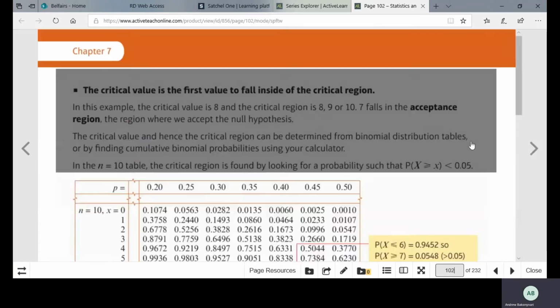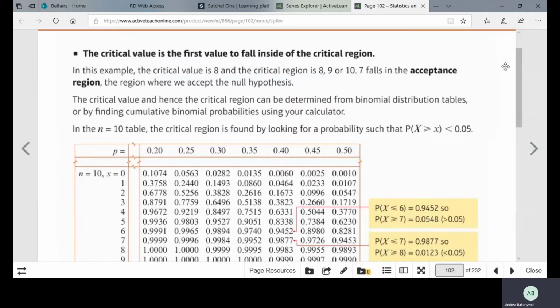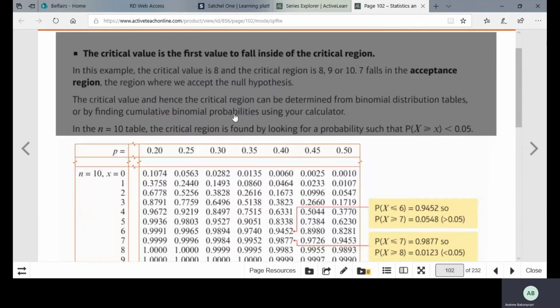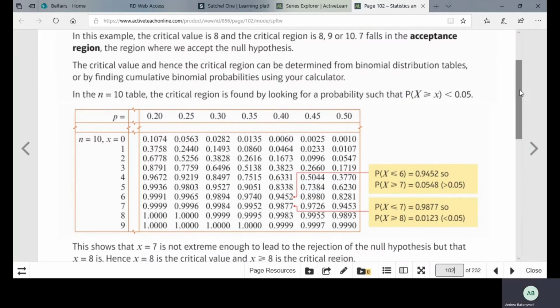If we turn over, the critical value is the first value to fall inside of the critical region. So on that last question, the critical region was 8, 9, or 10. So the critical value is going to be 8, the first value into the critical region where we are going to reject the null hypothesis. 7 is in the acceptance region. We'd accept the null hypothesis. We wouldn't reject it.